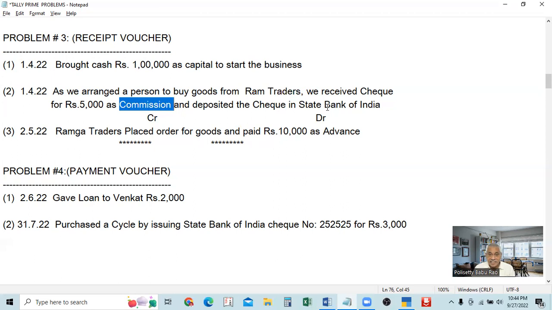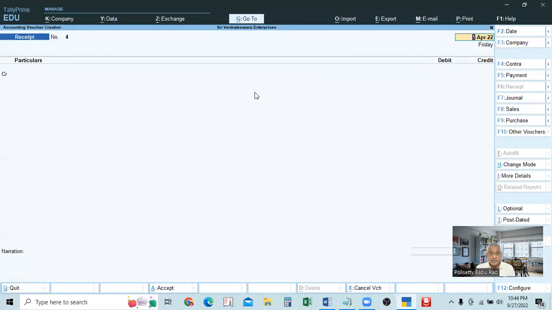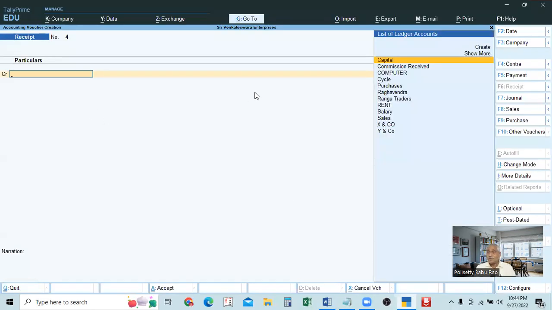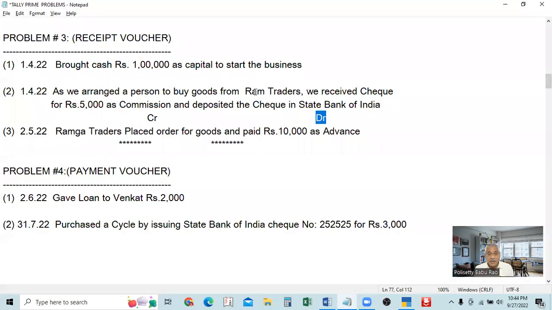Income is to be credited and State Bank, the receiver, is to be debited. As per our terms, the first one is receive. Why are you receiving, and from where? It is from a person, against a due, not an advance. We are receiving for some other reason, for commission. Commission is an income, so we have to write it as commission received. What is the amount?